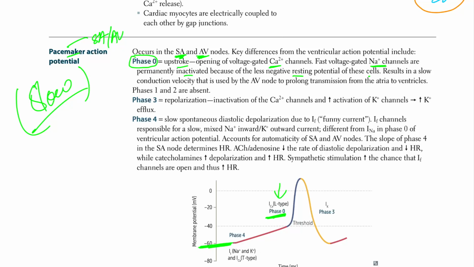So exactly what they're trying to say at this point is that fast gated sodium channels are permanently inactivated. Why? Because there's less negativity. I mean, negative 85 is here. Here you would have the activation of sodium channels, but you're already at more positivity than negative 85. You're at negative 60. So these channels are going to be permanently inactivated.